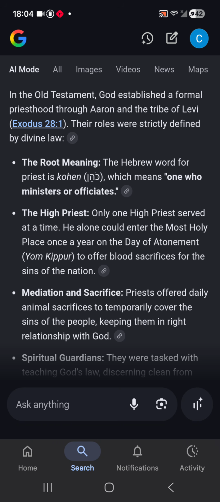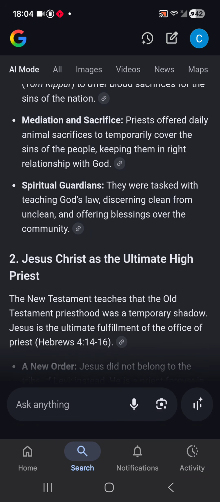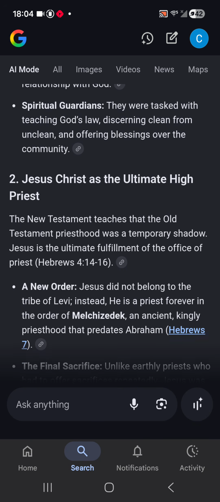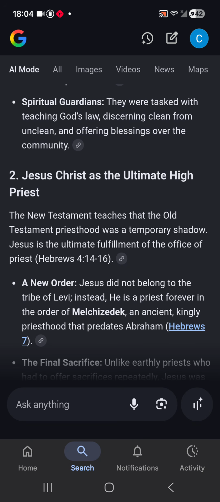But they continue to tell people that they're born sinners because what do they do? They start off with the Old Testament, and it takes a long time before they get to the New Testament, where Jesus clearly has finished the Old Testament's problem with sin. There were spiritual guardians. They were tasked with teaching God's law, discerning clean from unclean, and offering blessings over the community.